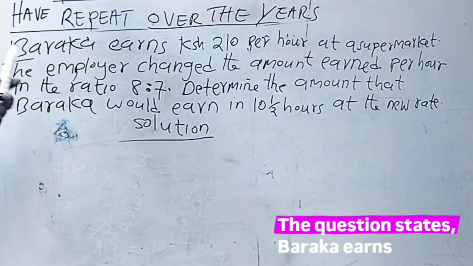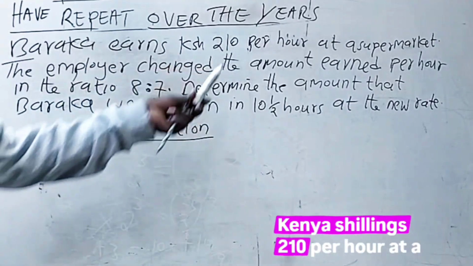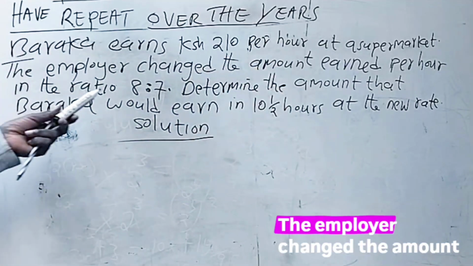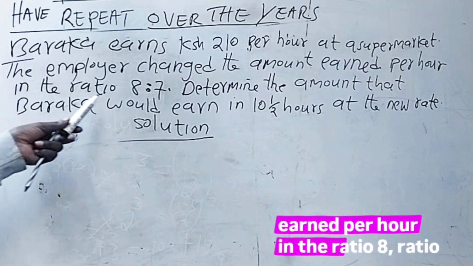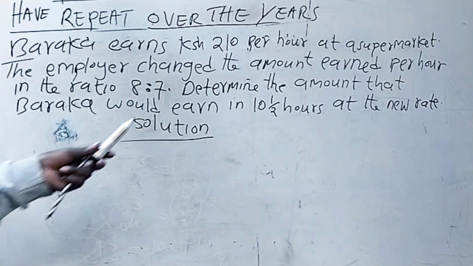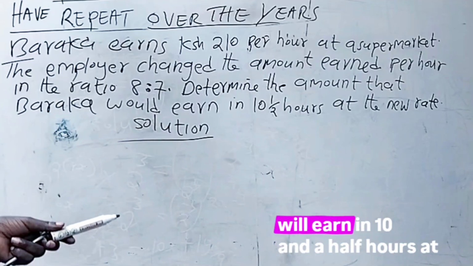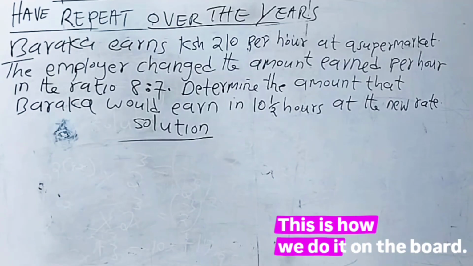The question states, Baraka earns Kenya shillings 210 per hour at a supermarket. The employer changed the amount earned per hour in the ratio 8:7. Determine the amount that Baraka will earn in 10.5 hours at the new rate. This is how we do it on the board.